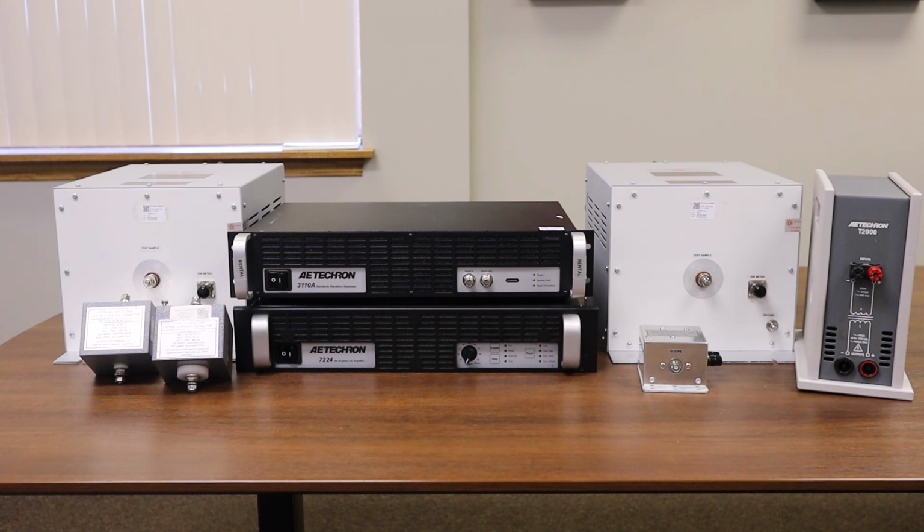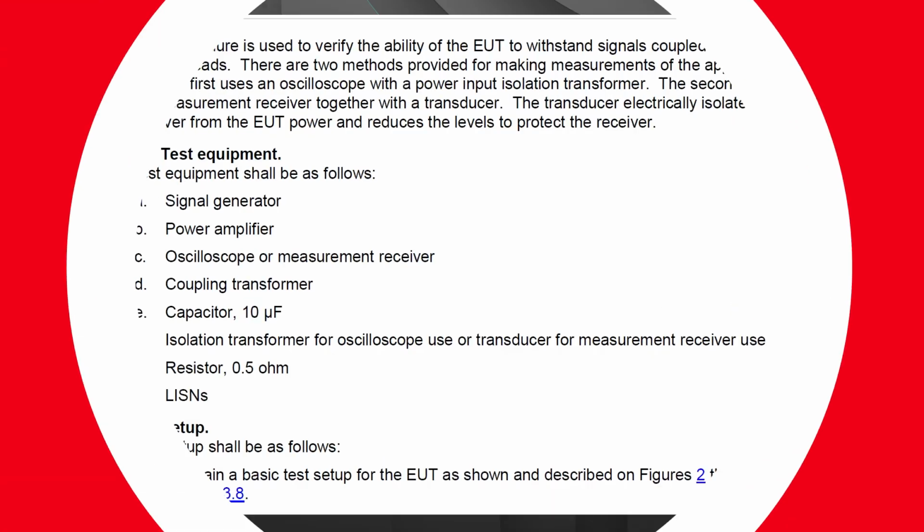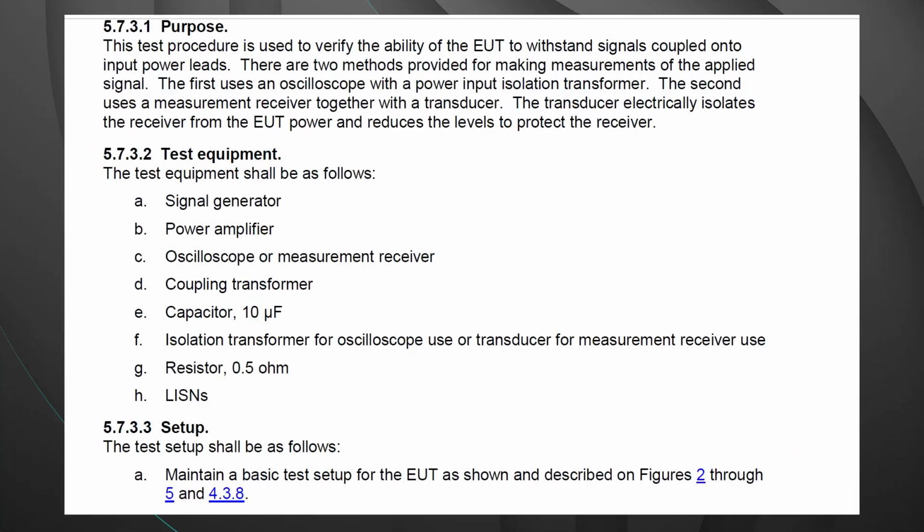Let's go ahead now and take a look at the equipment requirements in section 5.7.3.2. All right, now we're looking at the test equipment section for CS101. As we walk through the equipment, there could be other solutions out there. However, these are the ones we carry in our rental inventory. Let's start at the top.